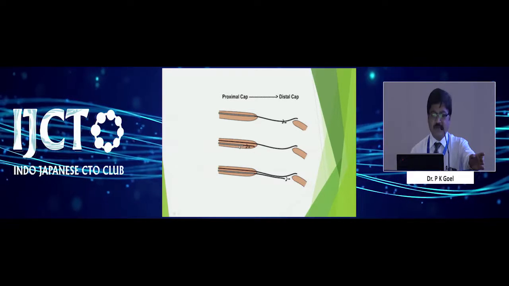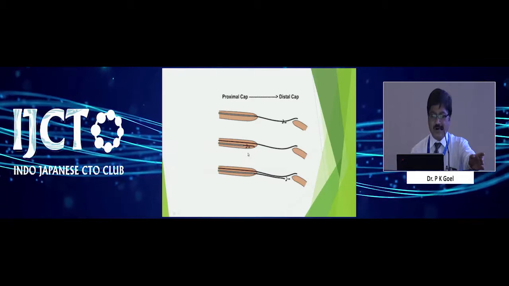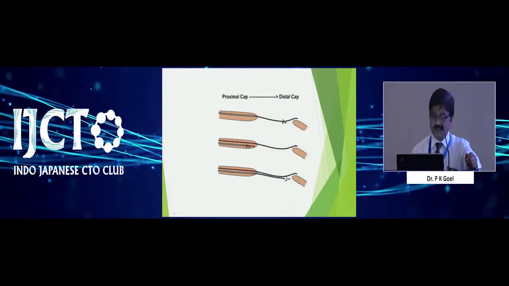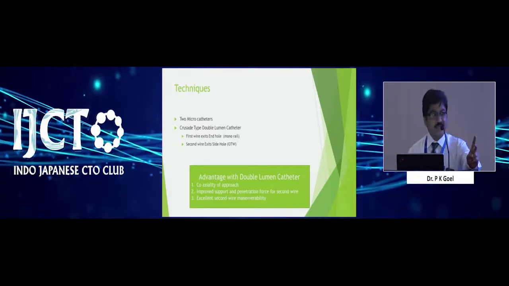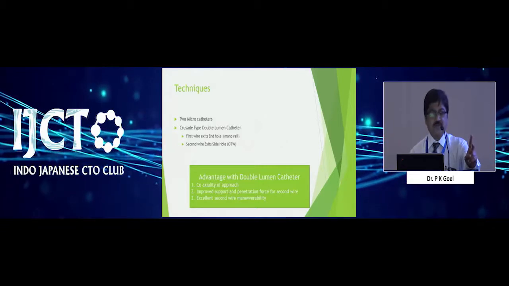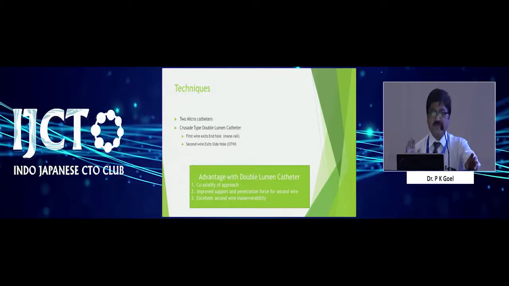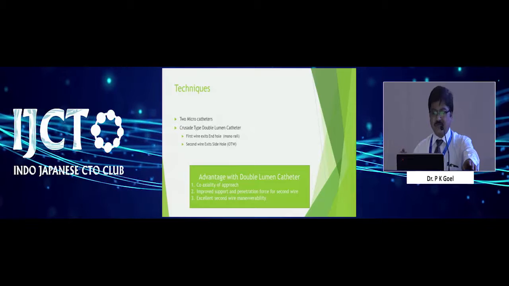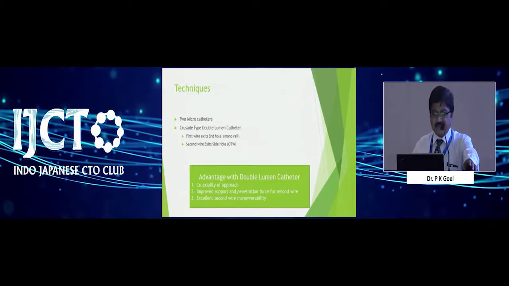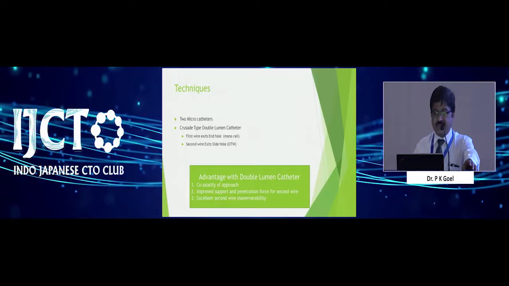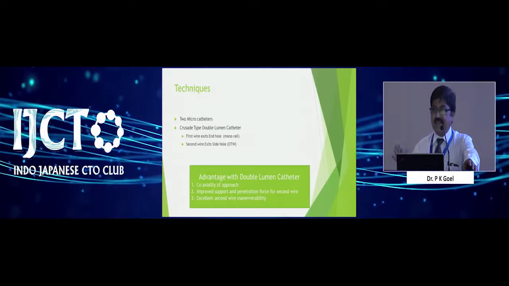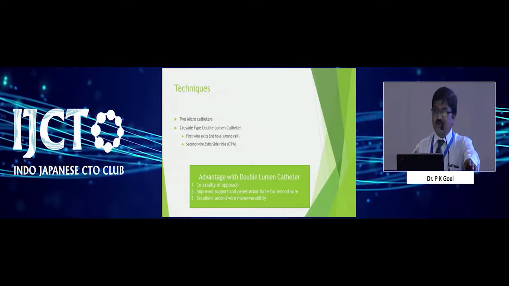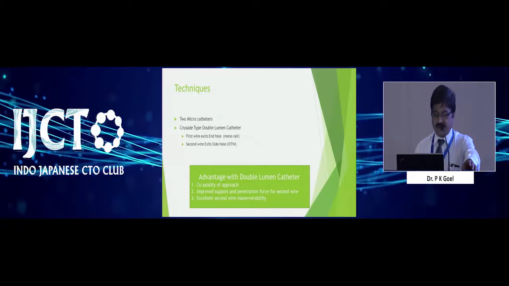This second wire can be brought through a second microcatheter or a dual lumen catheter, which I'll talk about, and then this second wire will go into the distal vessel. So there are two ways to do it. One is you have two microcatheters, or you have something like a Crusade type double lumen catheter. This Crusade double lumen catheter has an end hole and a side hole. I'll show you the pictures a little later. The first wire exits the end hole, and it is a monorail system on that. And the second wire exits the side hole, and this is an over-the-wire system on that.